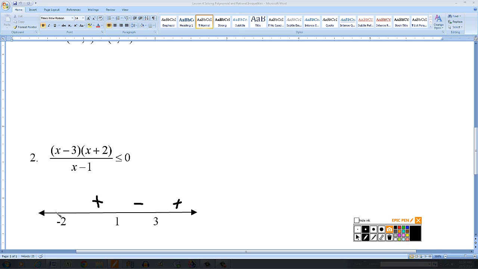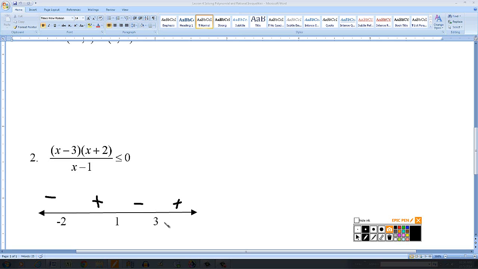To the left of -2, I'm going to pick -3. So put a -3 here, a -3 here, a -3 here. Negative 3 here and a negative 3 here, those two factors will be negative when I combine, and when I multiply two negatives I get a positive. But the bottom is going to be negative, so a negative into a positive is a negative, so in here it's negative.